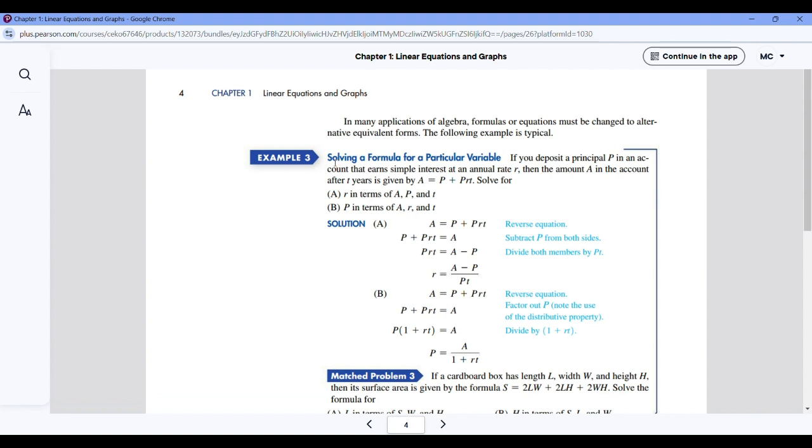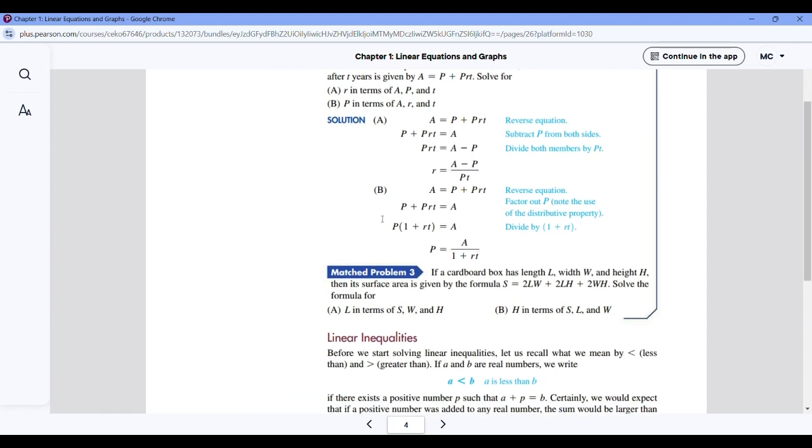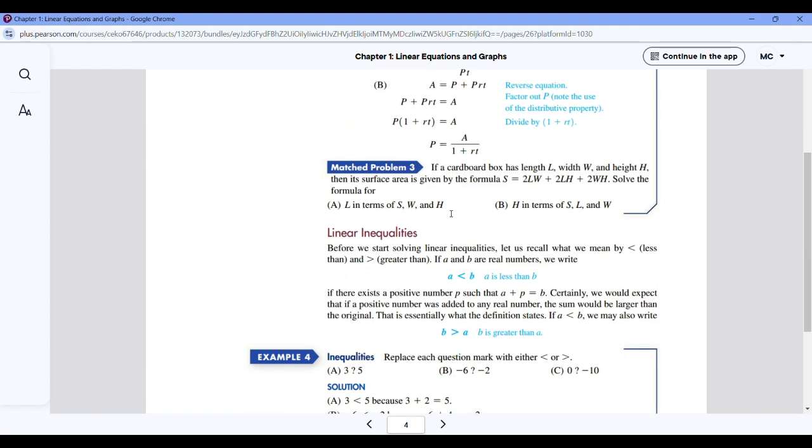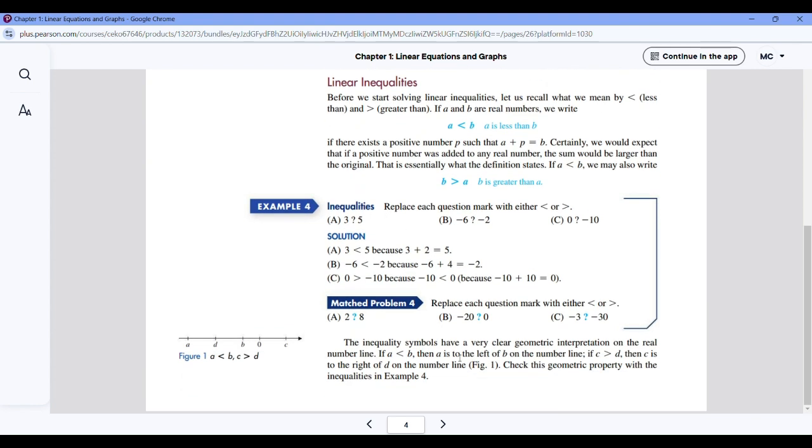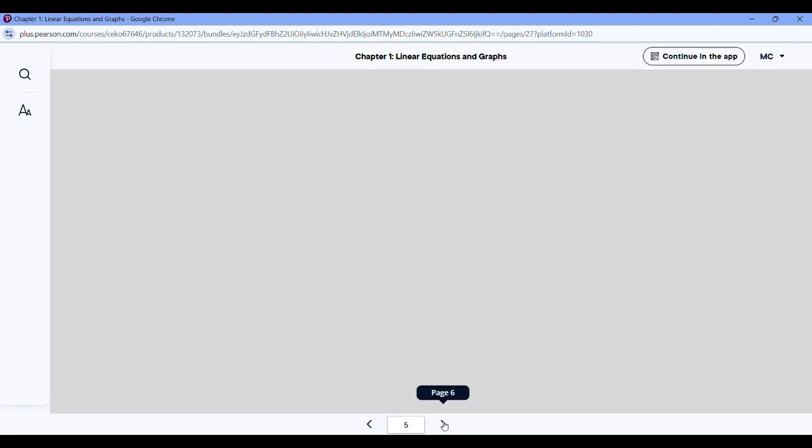Moving on, solving a formula for a particular value. Now this is called a literal equation because there are no numbers. Here you can see everything is in terms of A equals P plus PRT. A is the amount in the account, P is your principal, R is the rate, and T is time. So we're just manipulating these kinds of equations. Inequalities, greater than, less than, and so forth. Moving on.